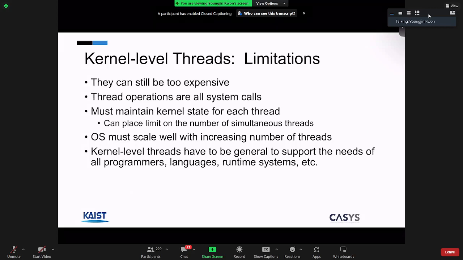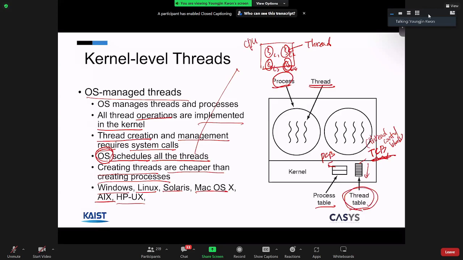However, this kernel level thread implementation has limitations. They can still be too expensive compared to the approach that I'm talking about in the user level thread. So I will explain later why user level thread implementation is cheaper. And thread operations involve all the system calls. Okay, and the kernel must maintain the kernel states for each thread, like this thread control block, TCB.